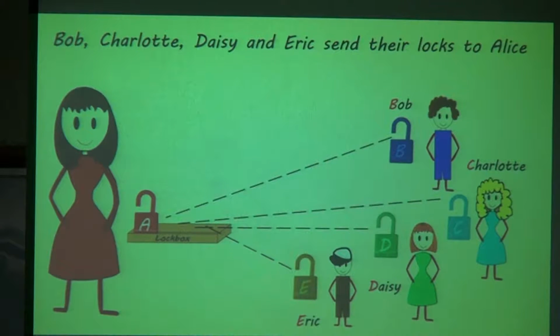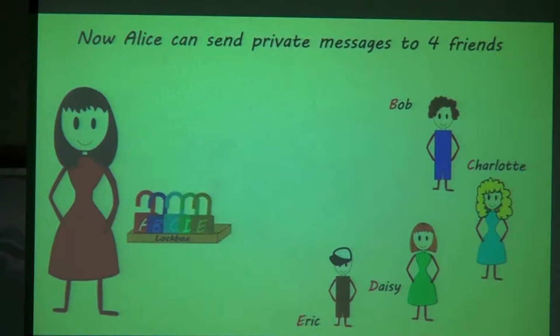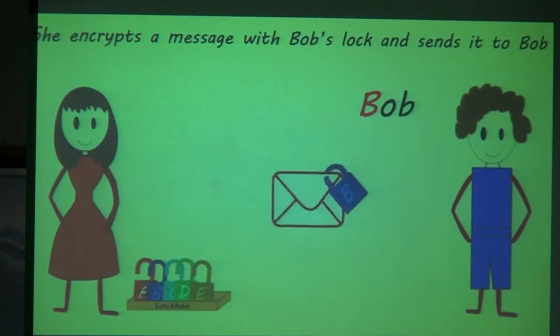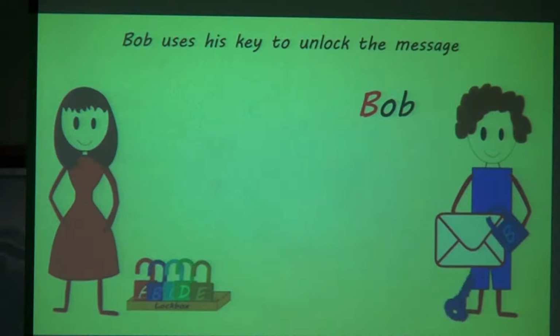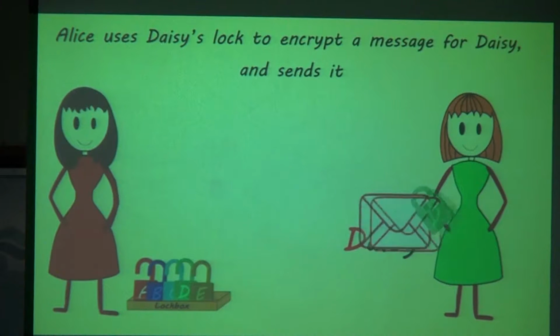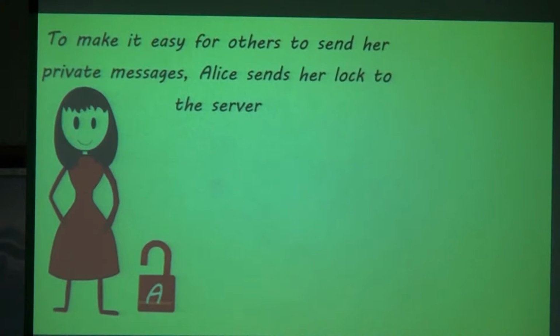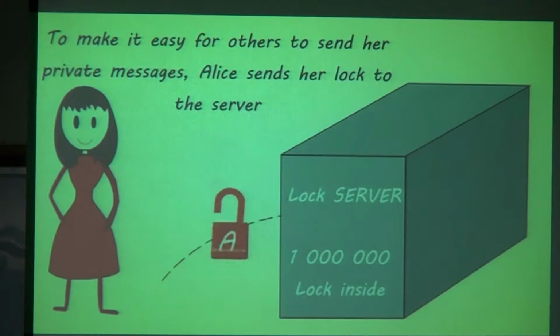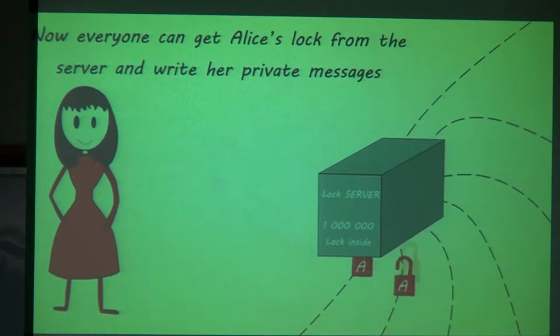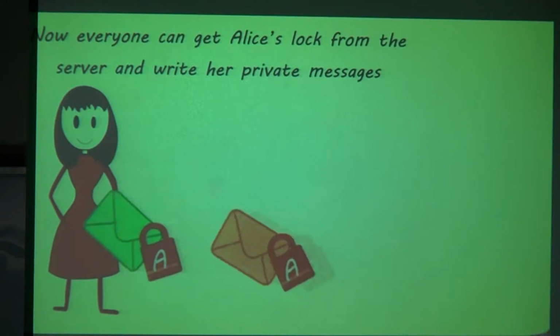Bob, Charlotte, Daisy, and Eric send their locks to Alice. Now Alice can send private messages to 4 friends. She encrypts a message with Bob's lock and sends it to Bob. Bob uses his key to unlock the message. Alice uses Daisy's lock to encrypt a message for Daisy and sends it. To make it easy for others to send their private messages, Alice sends her lock to the server. Now everyone can get Alice's lock from the server and write her private messages.